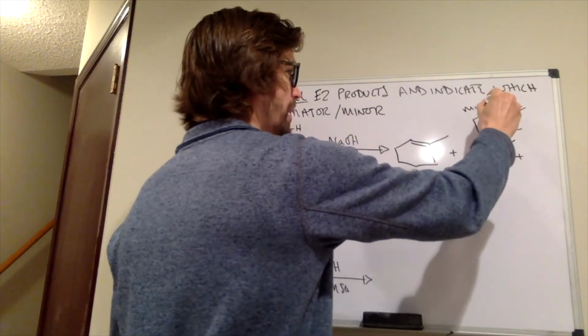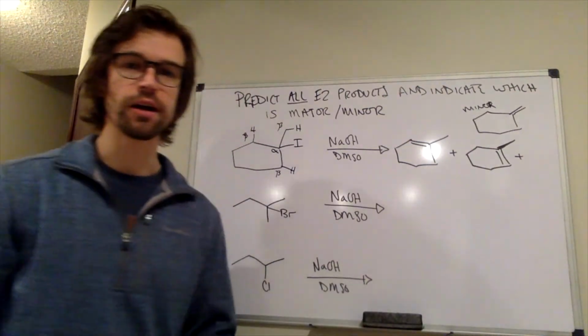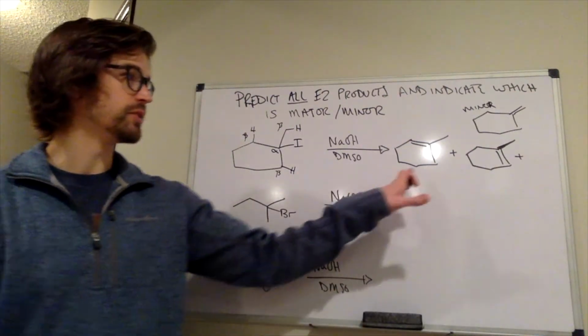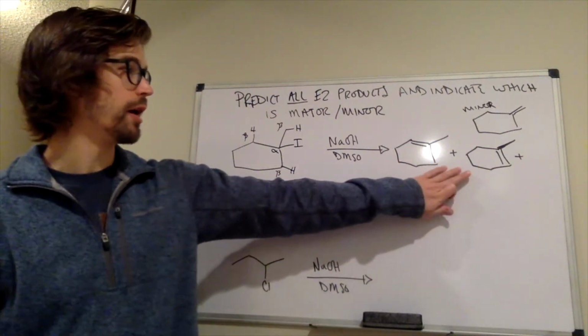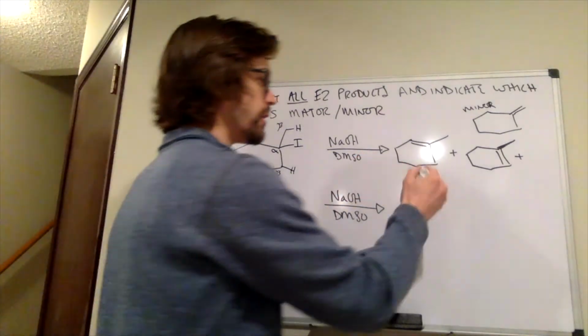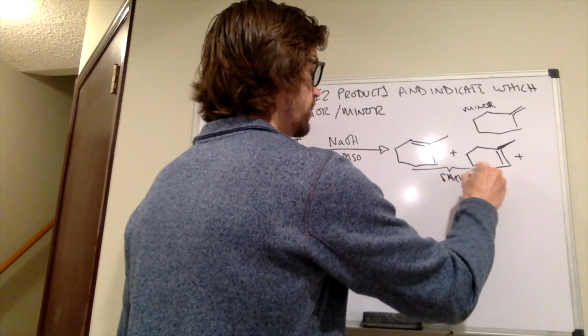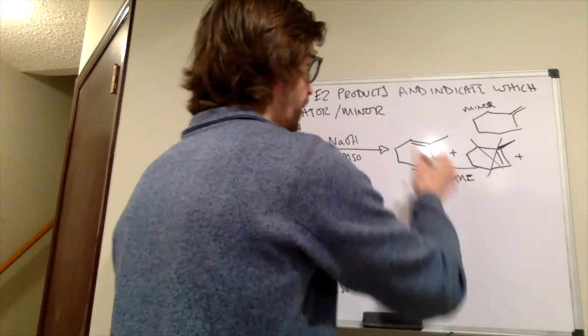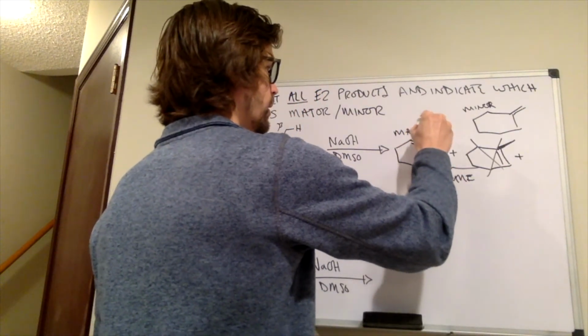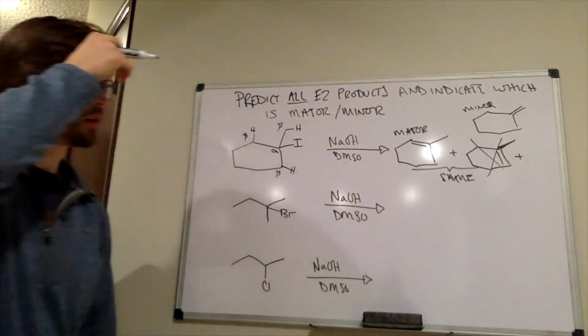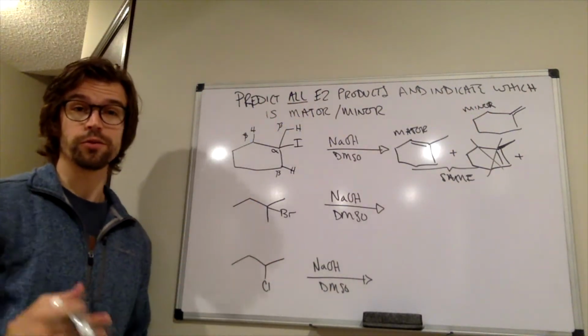And then what about these major products? Are they the same thing? Are they different things? Yeah, these are the same molecule, right? We would just flip it over to show that these are the same. So really we only need to show one of them. So we'll just cross that one out. And this is the major product. This is the minor product. Same thing for the second one.